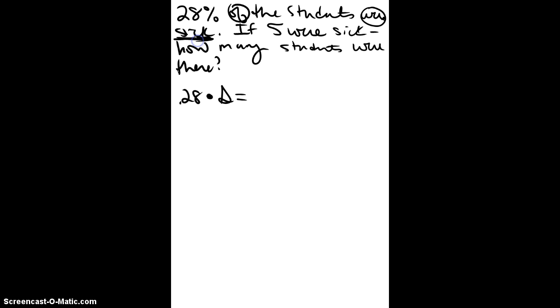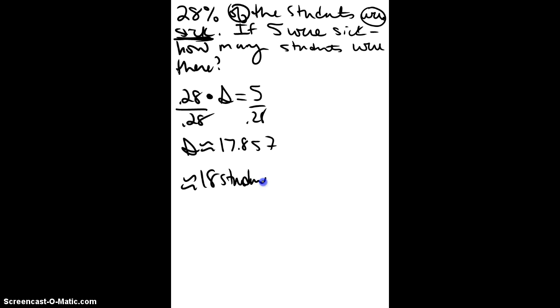Sick. Now, I actually do know how many were sick. There were 5. So then I just do the algebra to get that the students, sorry, not the sick, that would be the students, was approximately 17.857. So again, about 18 students were probably in that class.